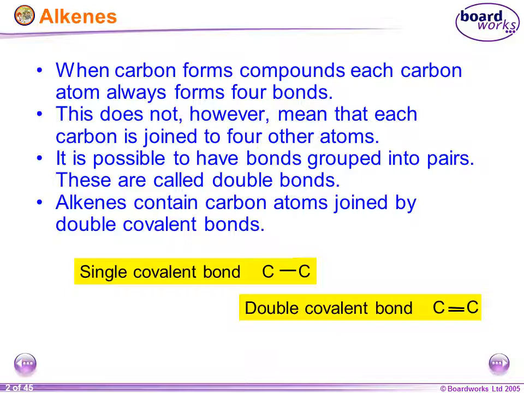Alkenes contain carbon atoms joined by double covalent bonds. And you can see the example there. The 2 C's are joined with a single line, or 2 C's joined by a double line.